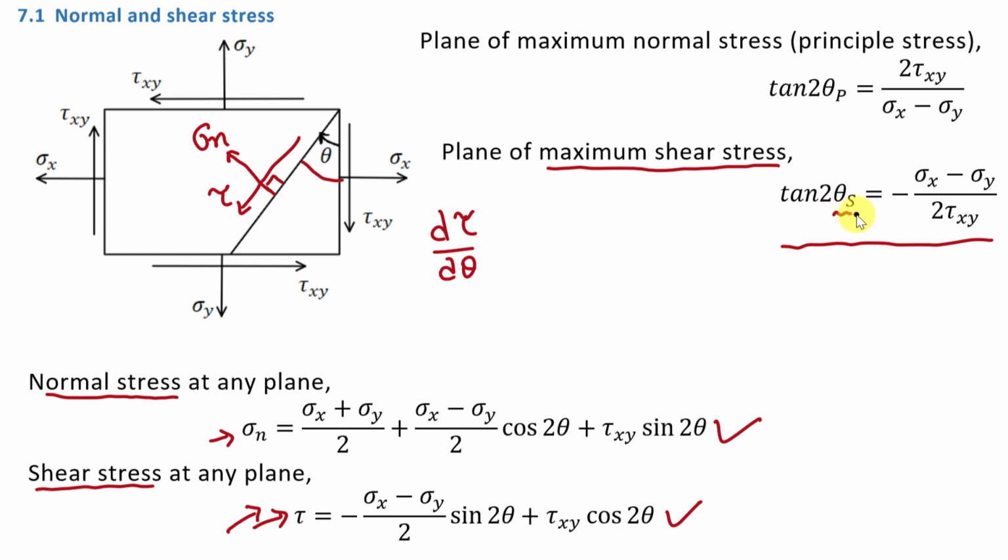Here this theta s is the angle from this vertical surface in this direction, where we will get one plane on which there will be maximum value of shear stress on this body. Fine? So to get the plane of maximum shear stress, we have to find theta s from this equation. And here there is a minus sign in this equation. Fine? So you have to remember these two equations also.